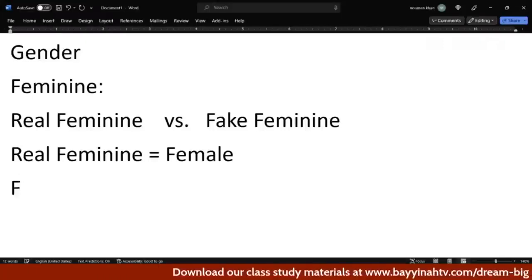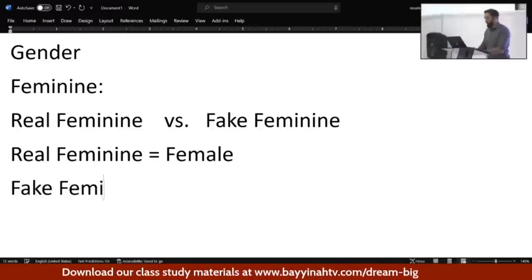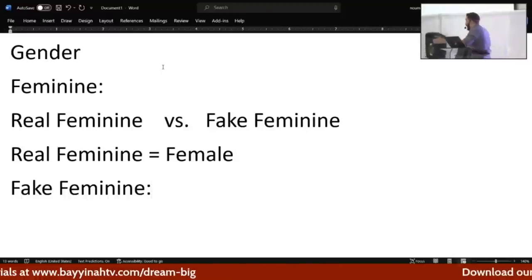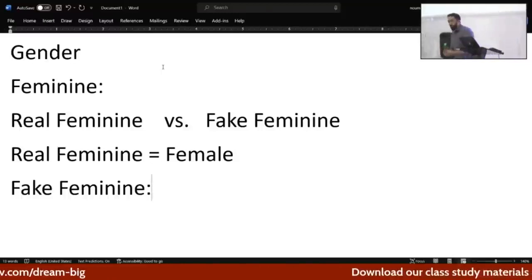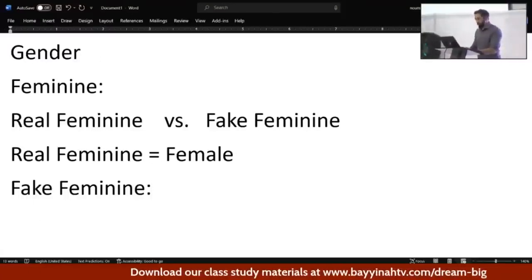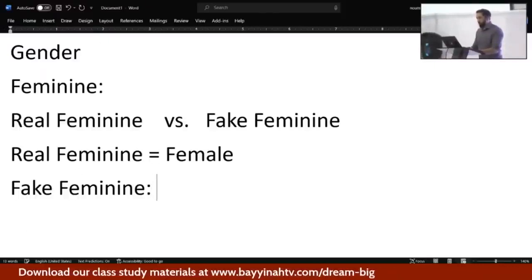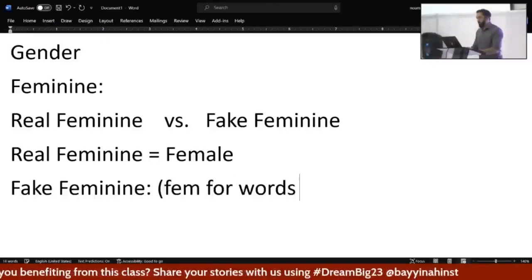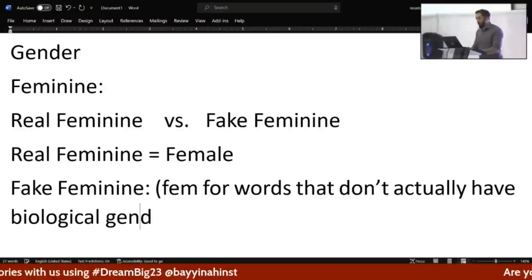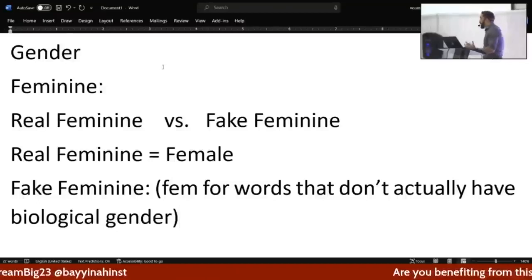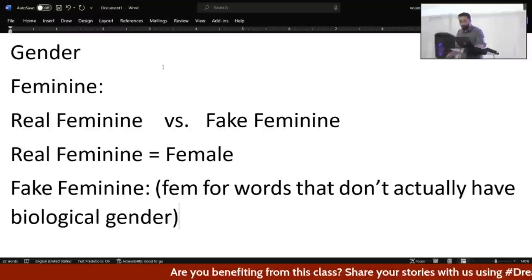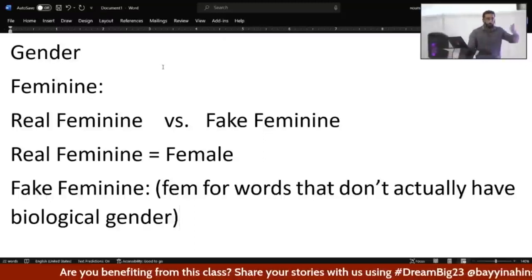What we really have to study then is what? Fake feminine. Okay, which basically means grammar feminine. Not biology feminine, but grammar feminine. Okay? So fake feminine is made up of a few things. Number one, first what you need to know is this is feminine for words that don't actually have biological gender. That's what I mean by fake feminine. Okay? A book, speaker, a laptop, a phone, keys, the moon, the sun.